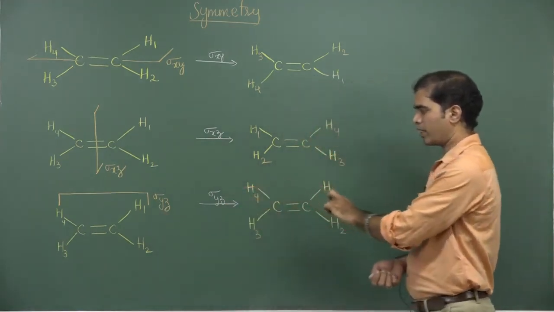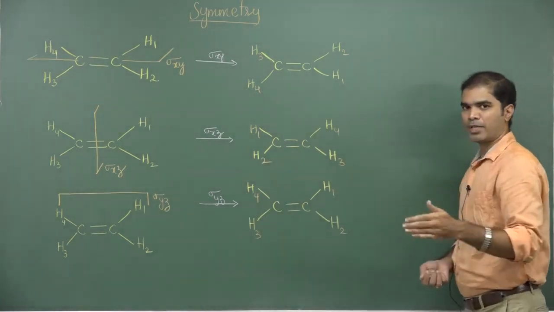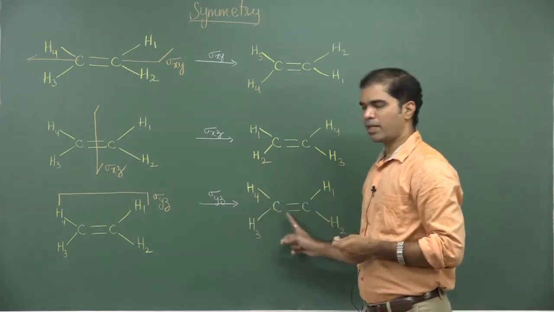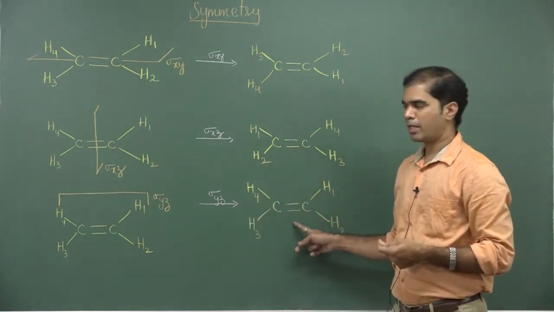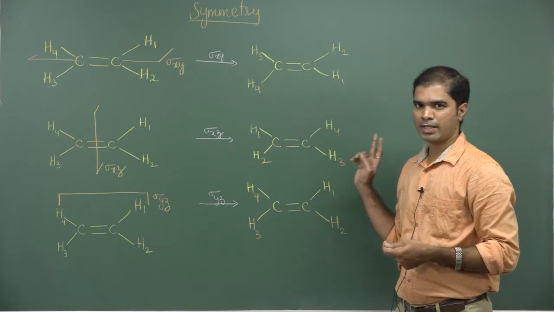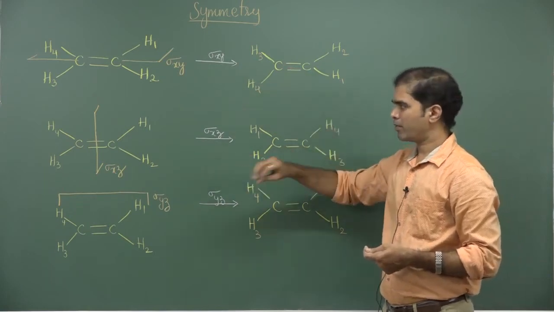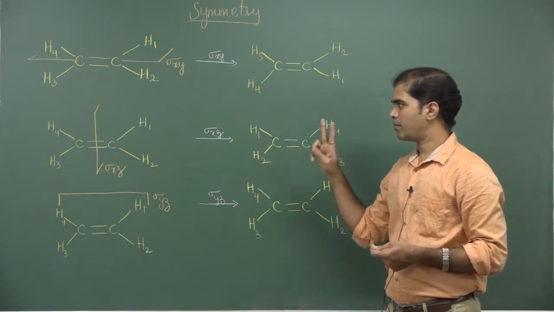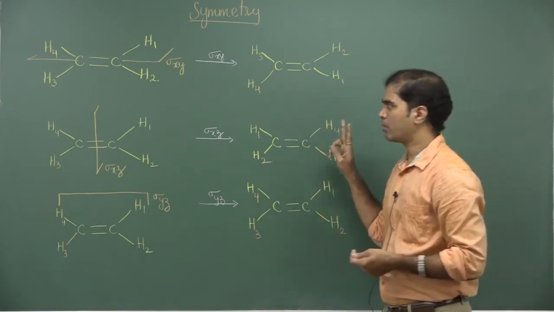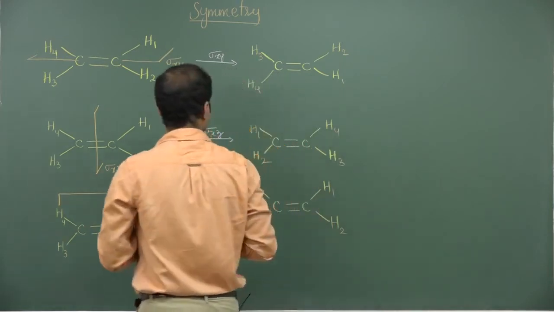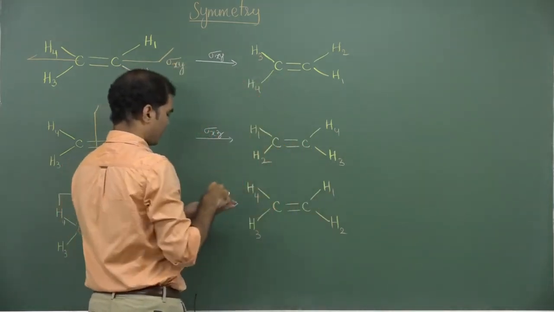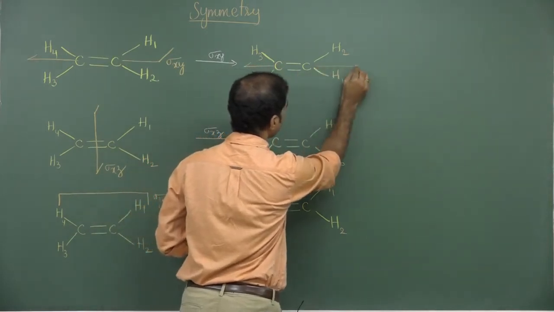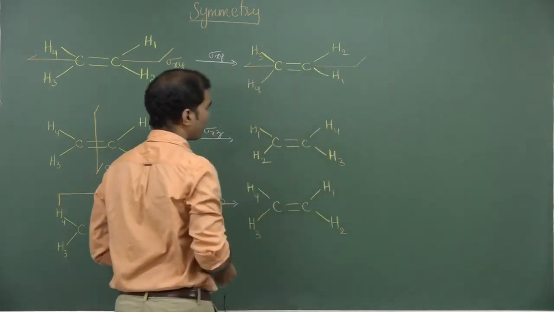In the beginning, you will find this difficulty, but as you practice more and more examples, you will find that by passing one plane you will never end up with an identical structure. Definitely you have to pass a second plane to get an identical structure, whatever plane that you choose, whatever molecule that you take. If a plane is present, then two planes will bring the molecule into identical configuration. Now what we find is an equivalent configuration, so I am trying to pass one more plane.